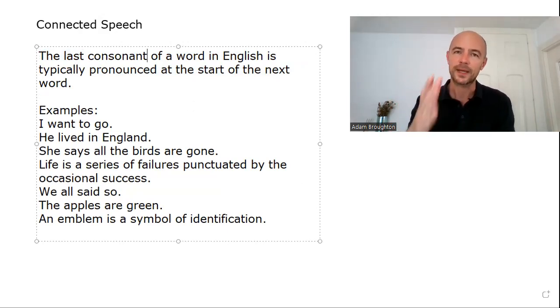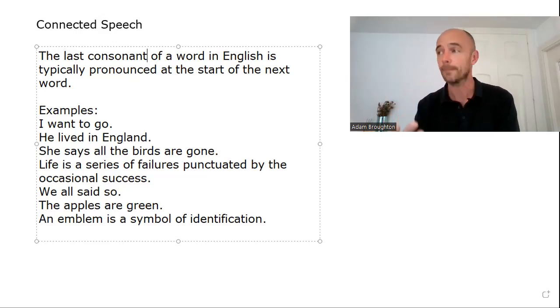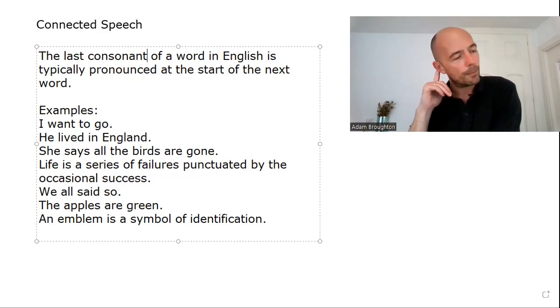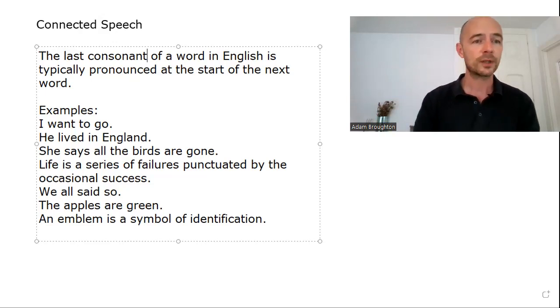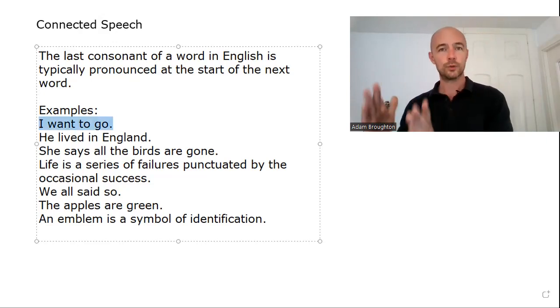And again, I'm not expecting you to be able to do this. It's extremely difficult if you spend your whole life pronouncing in a particular way, but it's really important when you're listening to native speakers because this is how we speak. So let's have a look at the first example here. We've got, I want to go.